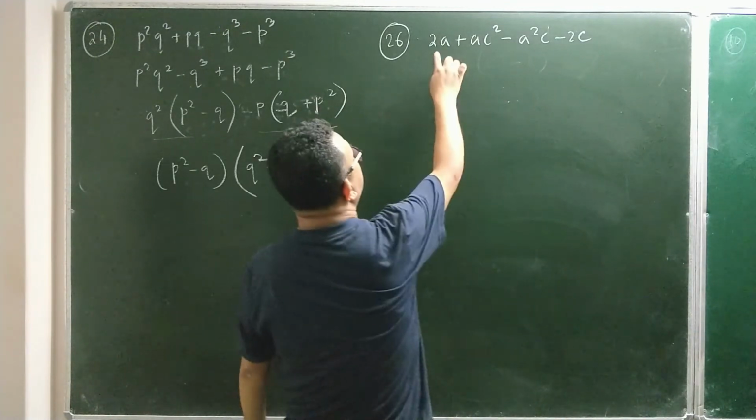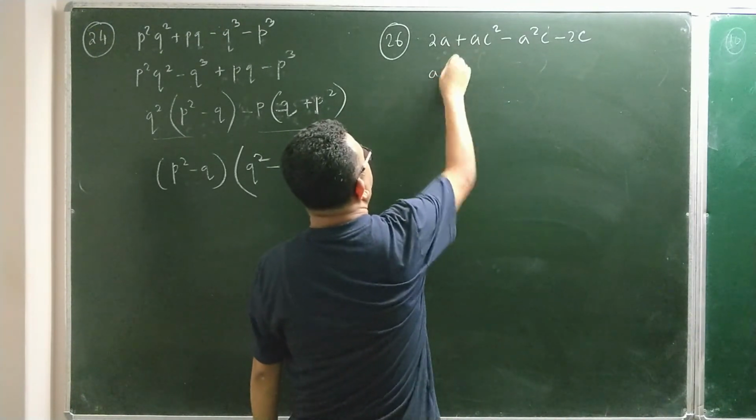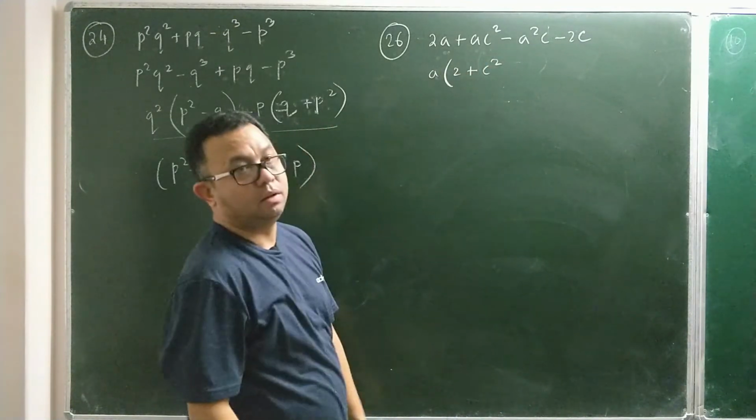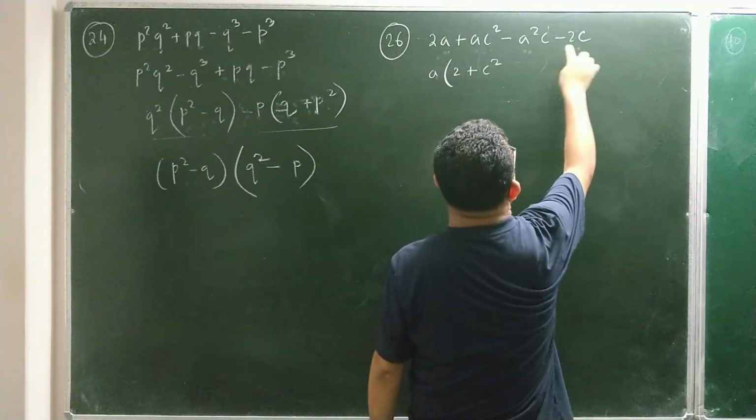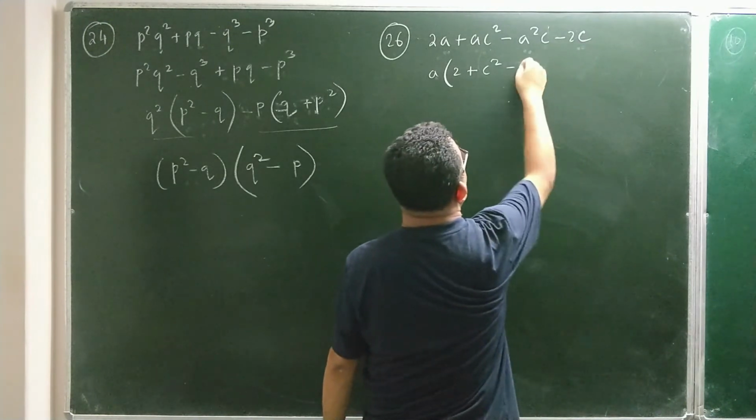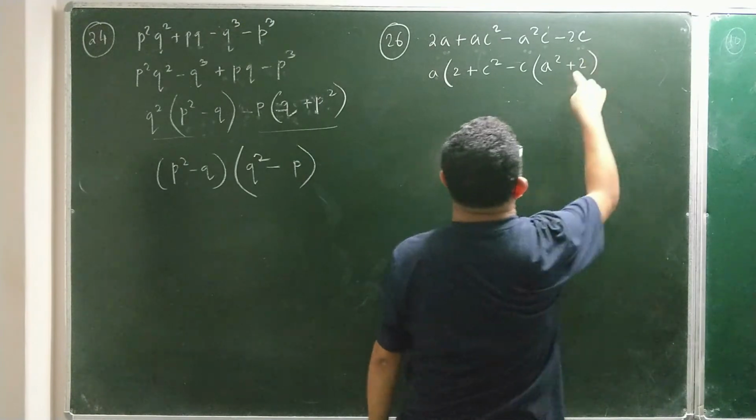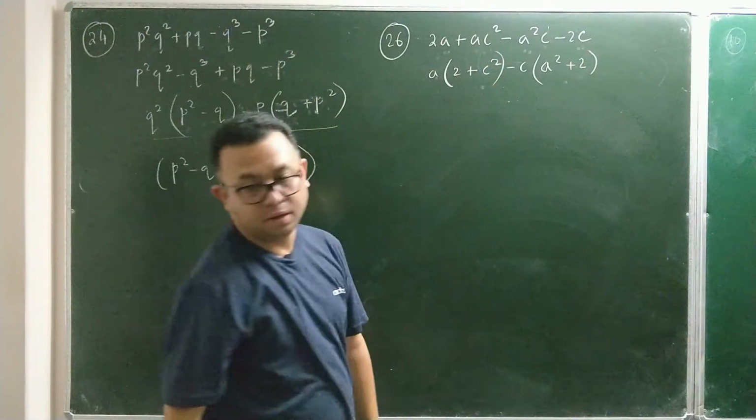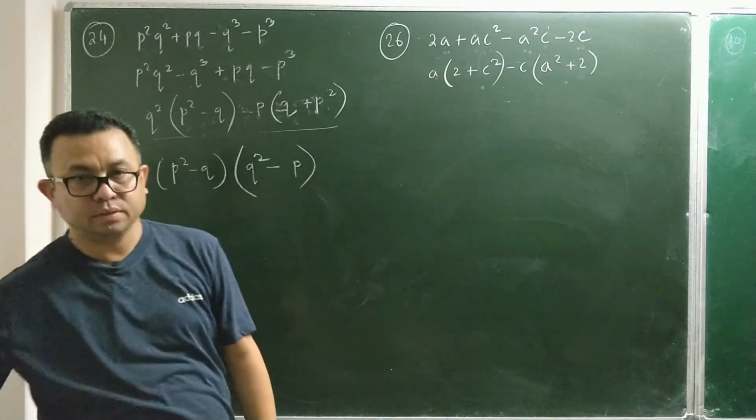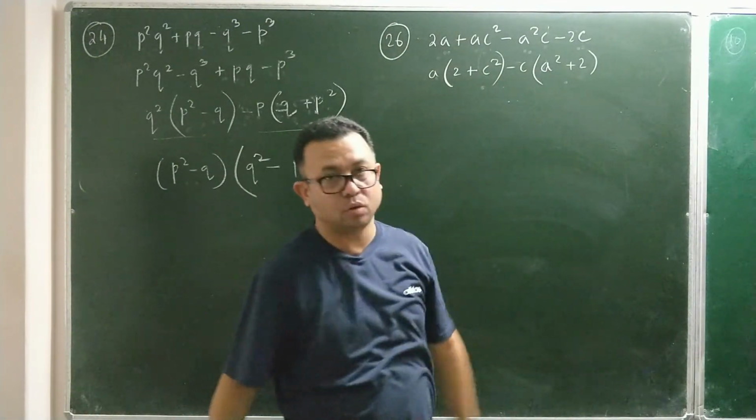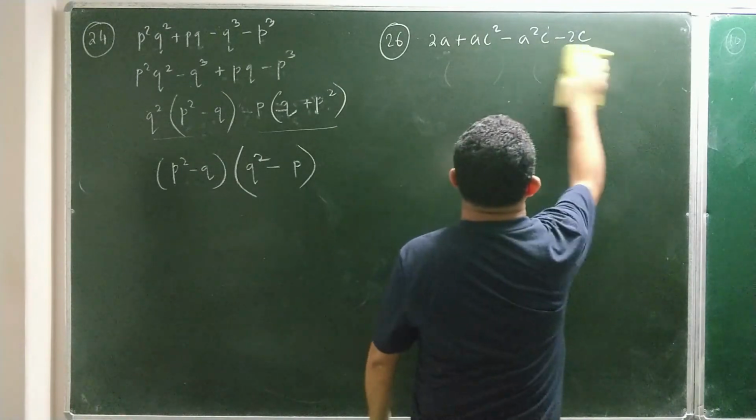So let's see, between this and this a is common. If a is common, from here a is out means 2 plus c square. And between these two, c is common, if I take minus c common, there will be a square minus, in fact, plus 2. See, the two brackets are not coming the same. That means my pairing is not proper. It is not correct. These two brackets must come the same. Here I got c square, there it is a square.